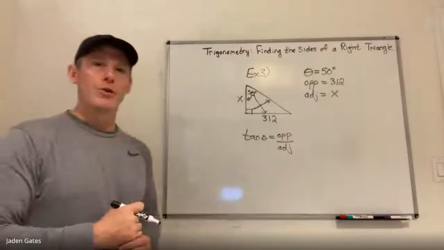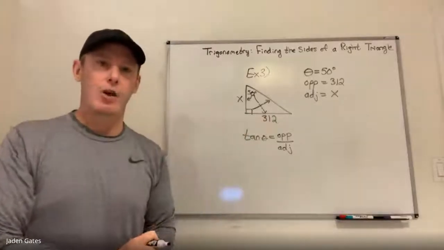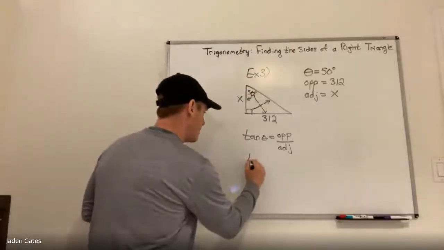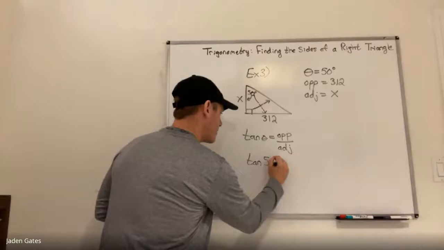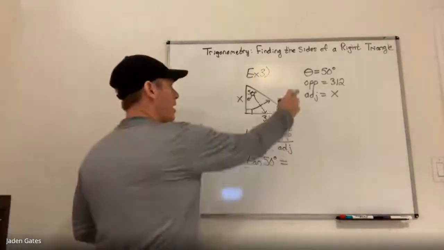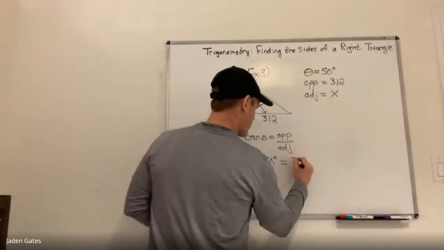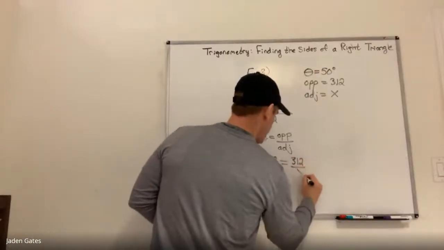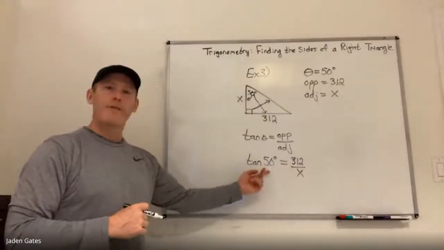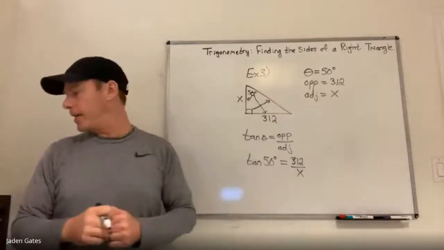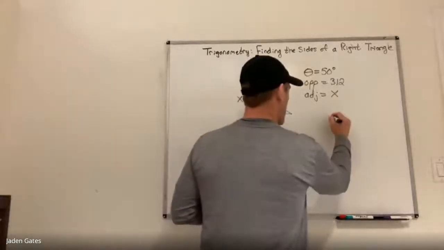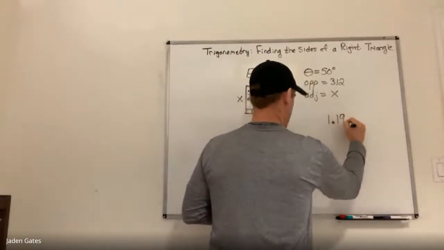Okay, third step, plug in my information and solve for x. The angle here is 50 degrees, so I'm going to have tan 50 degrees. Make sure I get things lined up here. My opposite's on the top, so that's 312. x is on the bottom. That's my adjacent. Once again, I can find tan 50 degrees, plug that into my calculator. What do I get here? Tan 50, I get 1.19, so we'll put that right here.